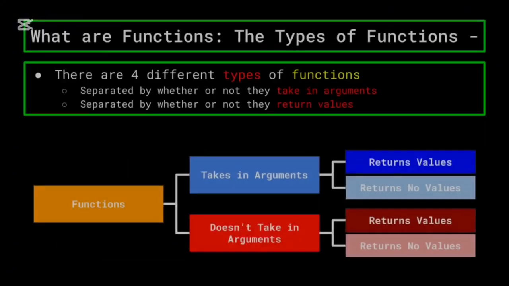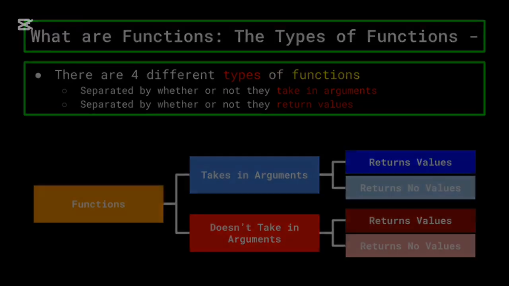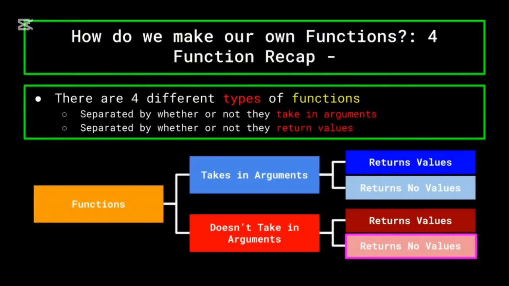Now think back to the 4 different types of functions that we talked about previously. Functions that do and don't return values, and functions that both do and don't take in arguments. For creating your own functions, we're just going to have to go down the list and talk about how to approach creating each one of them, starting with the most basic of the bunch, one which takes in no arguments and returns no values.